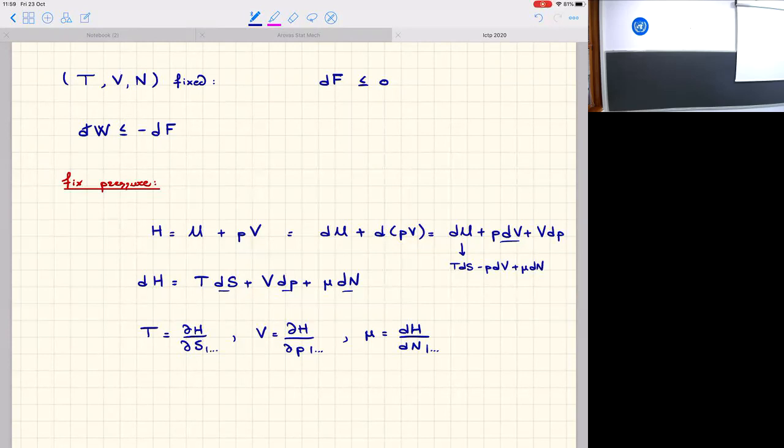And what you call this is what they call H. I mean the name: enthalpy.